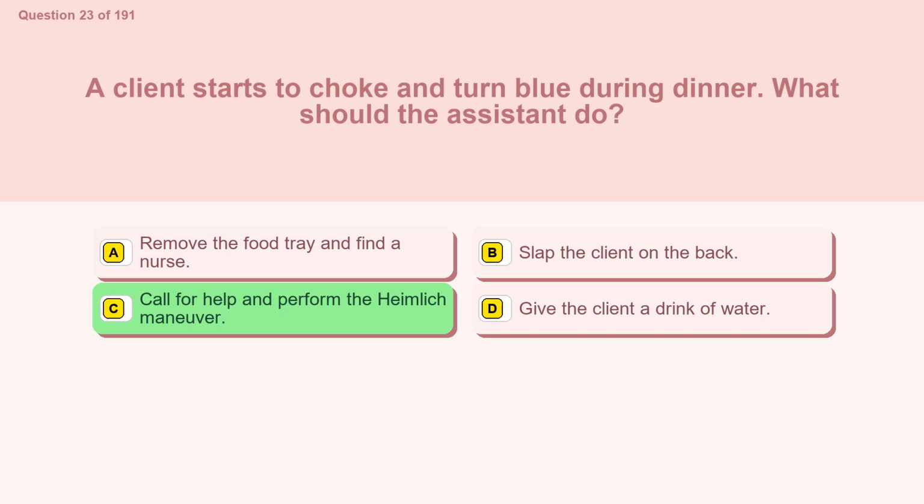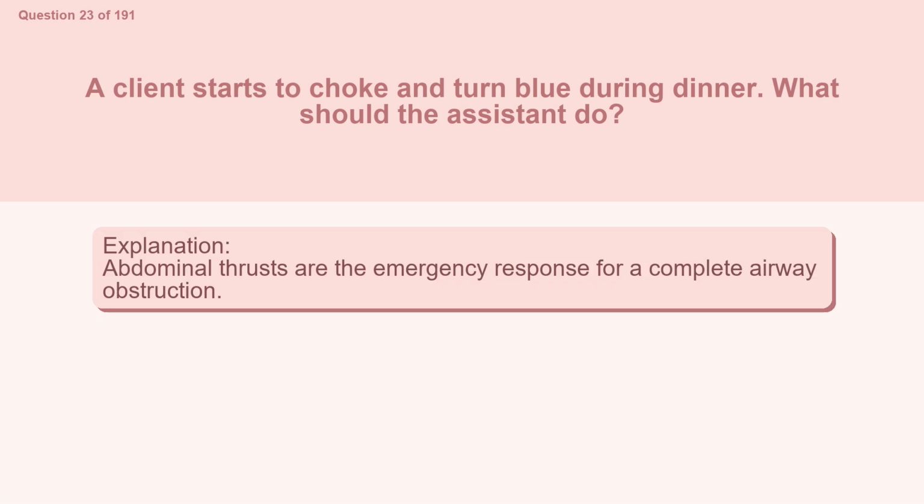The correct answer is option C. Call for help and perform the Heimlich maneuver. Abdominal thrusts are the emergency response for a complete airway obstruction.